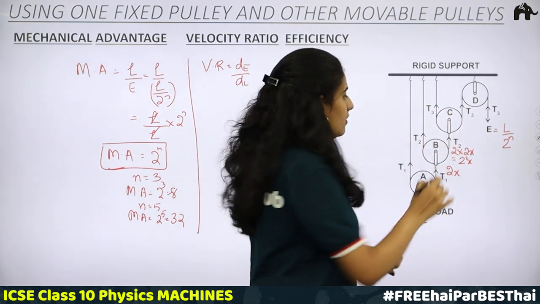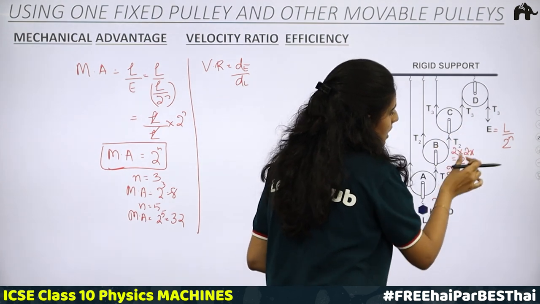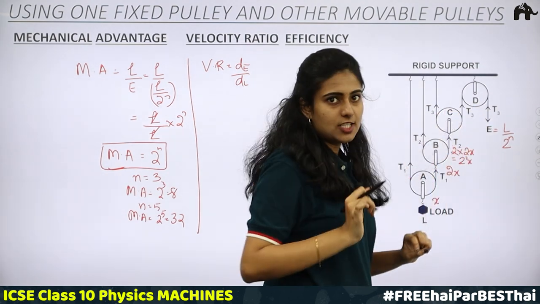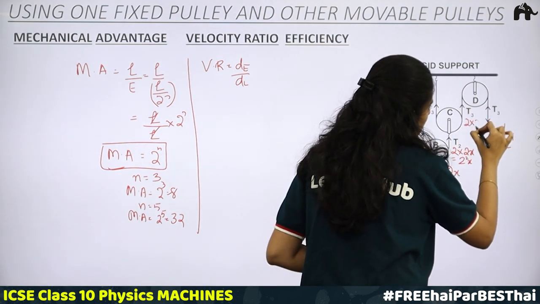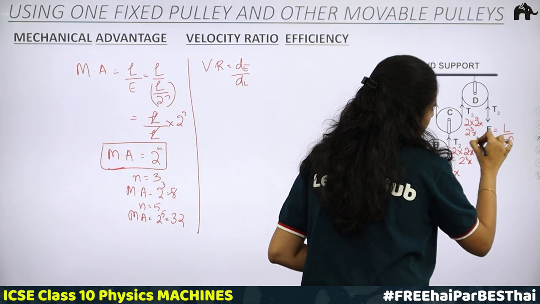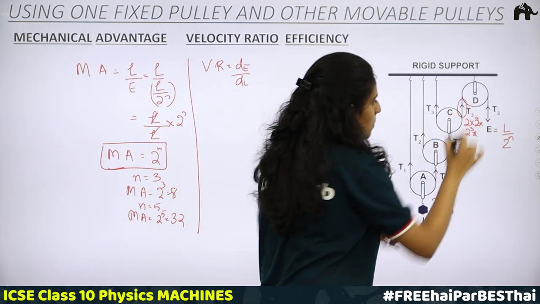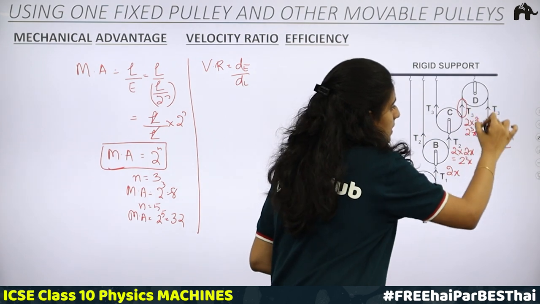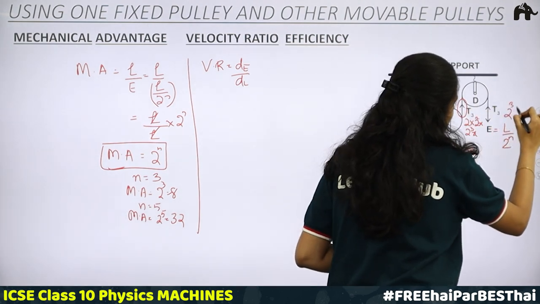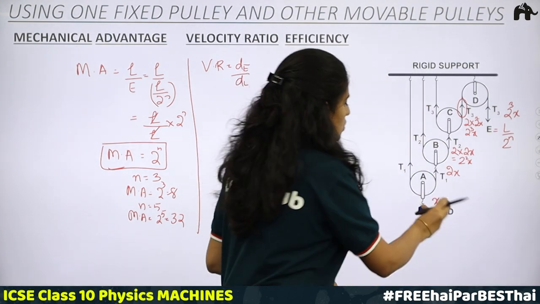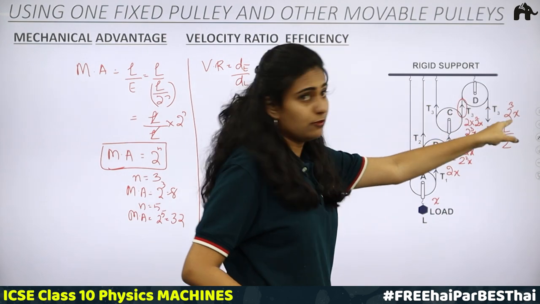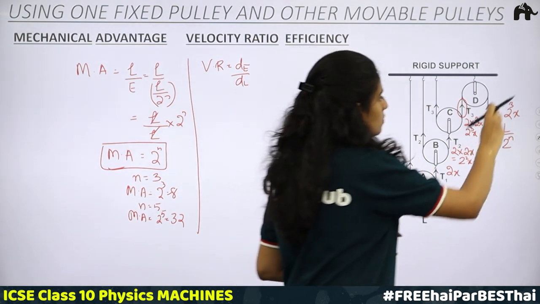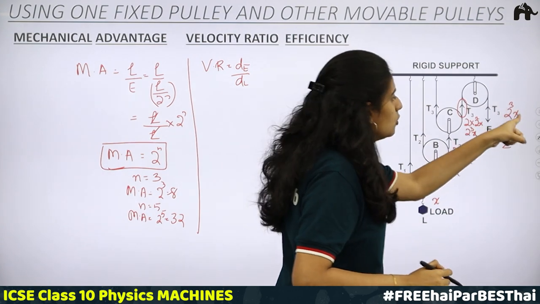What about this part now? Here we have the effort. If this part is moving by 2 square x, this is the load part for the pulley C. Here you have the effort part. How much does it move? It will be moving 2 into 2 square x, which is 2 cube x. If this rope part is moving 2 cube x, then here again this part of the fixed pulley, the rope is here, and this will also be moving 2 cube x distance. So if the load is moving x distance, the final effort part will have to move 2 cube x. In order to lift this load by x distance, you will have to move the rope part, that is the effort part, by 2 cube x.